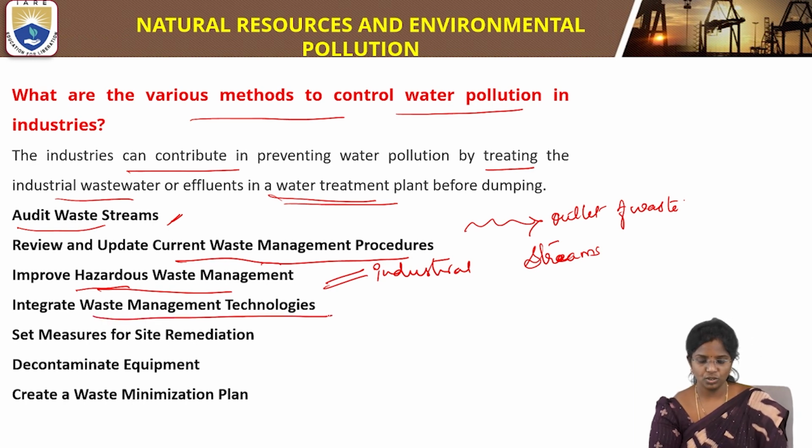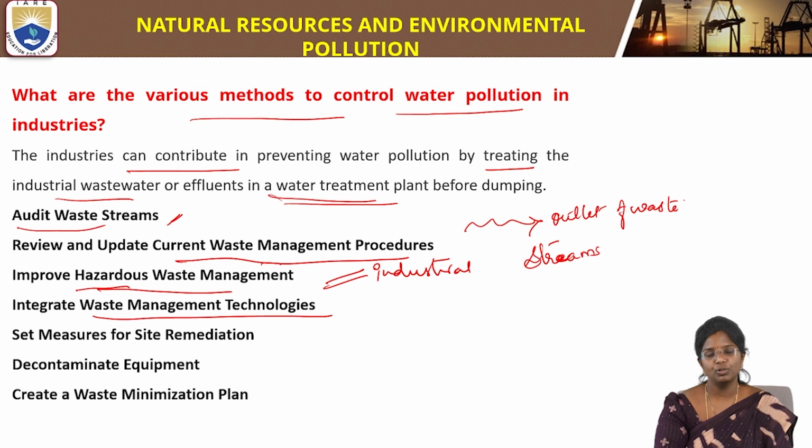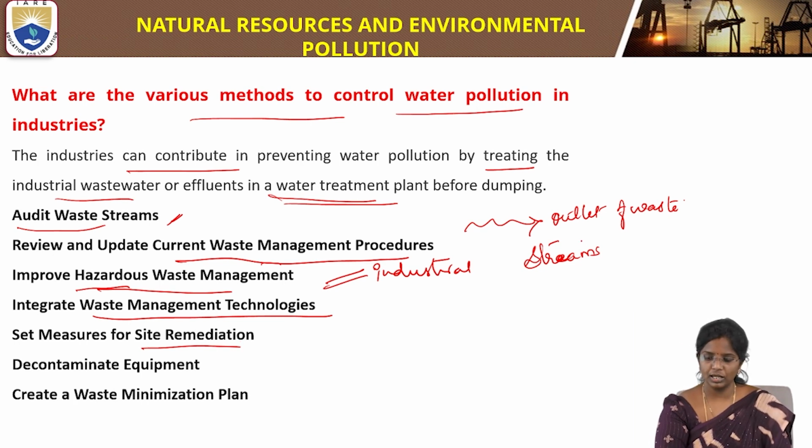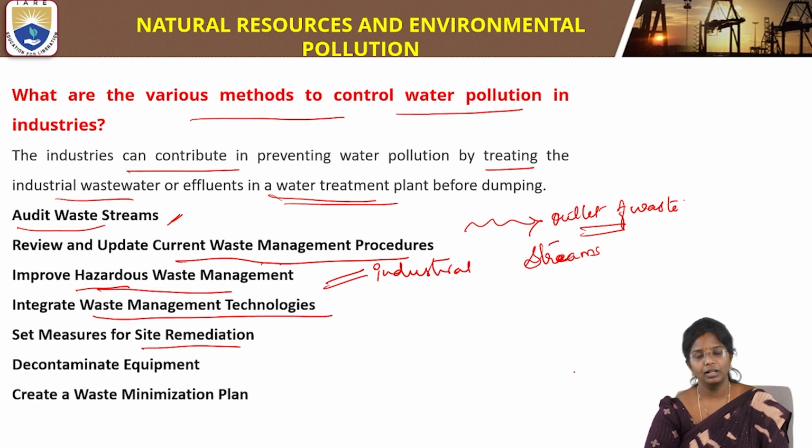Integrate waste management technologies. This is also very important, wherein proper disposal of different types of waste needs to be made known to the employees as well. Then, set measures for site remediation. Whenever they are throwing waste in the dump yards or streams coming from the industries, remediation must be done, that is, cleaning up or removing the hazardous metals or any other hazardous things from that waste. Decontaminate equipment. Whenever we discard equipment, the decontamination process, or removal of contamination, must also be taken into consideration to lower the pollution in water resources.